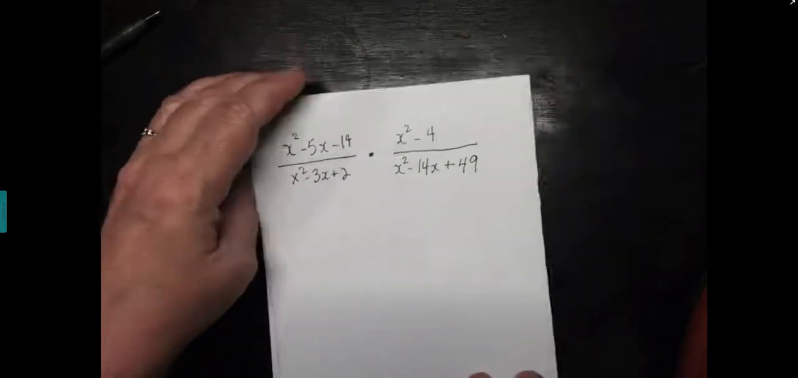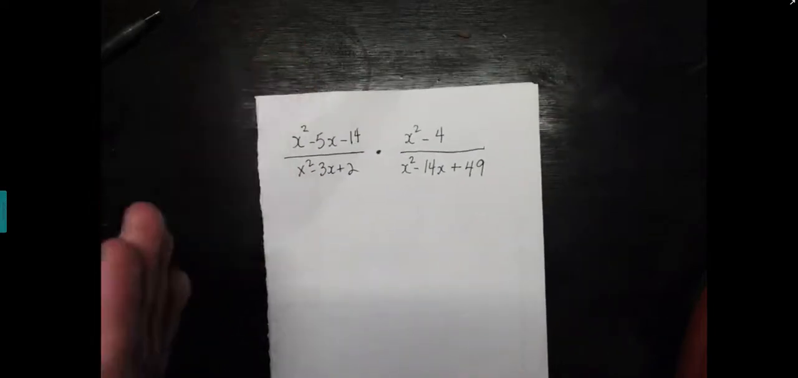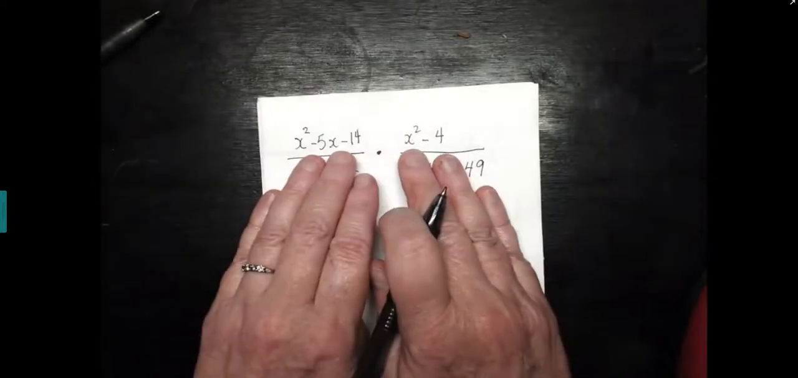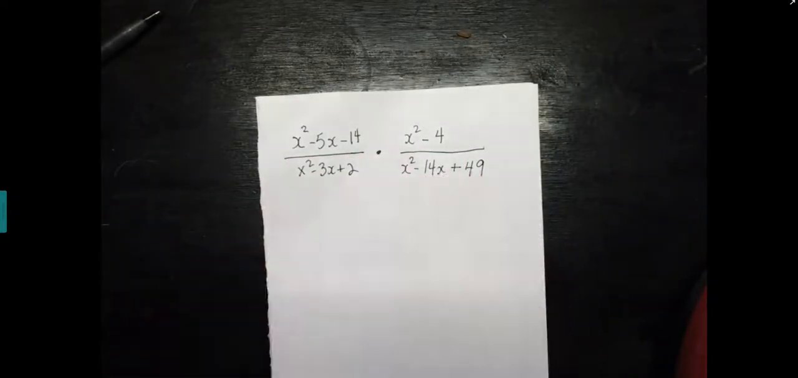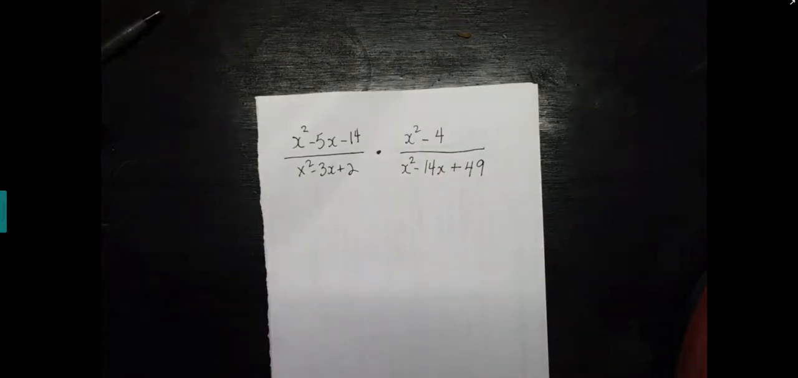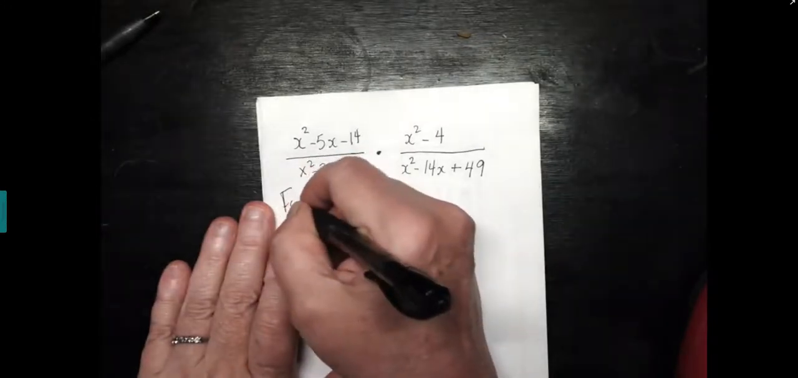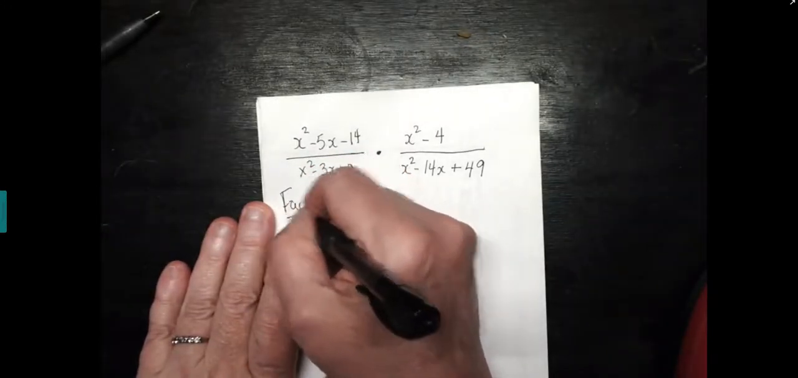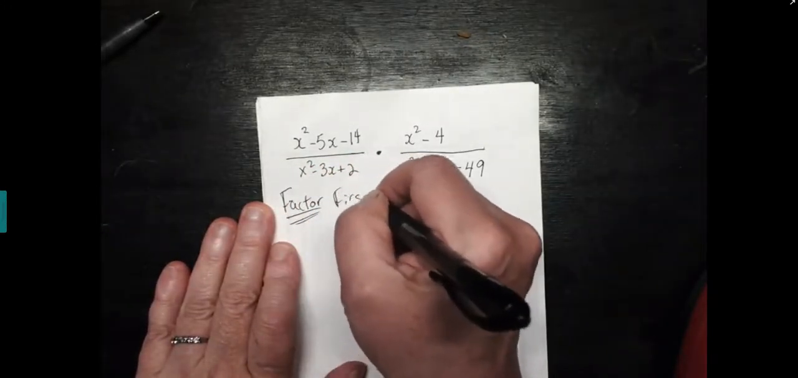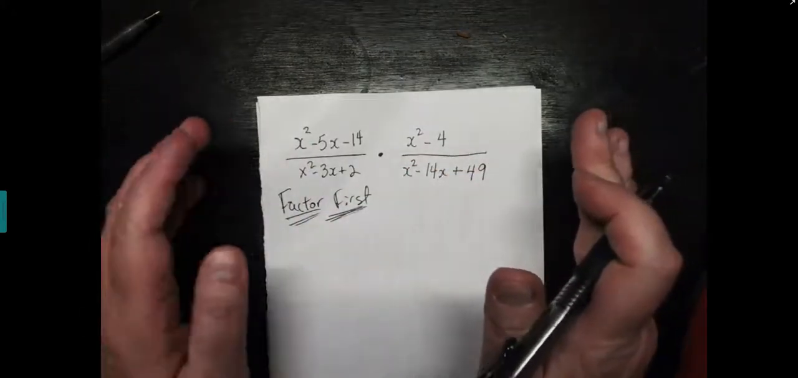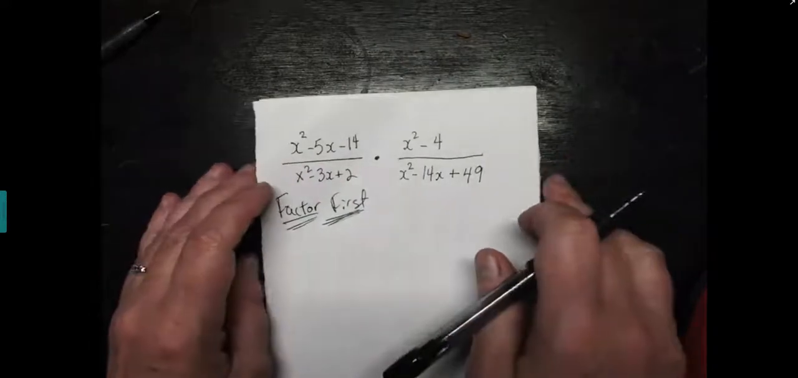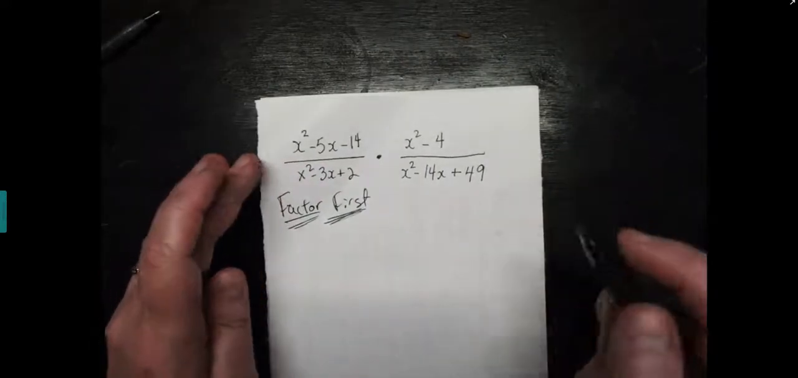What if I try and do something like this? Again, before you start multiplying this times this and that times that, that's not how the procedure works here. You want to factor first. Always factor. You're going to get in a huge mess if you try and multiply numerators and denominators first.